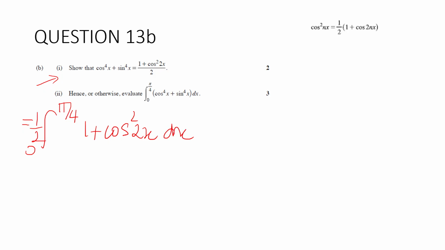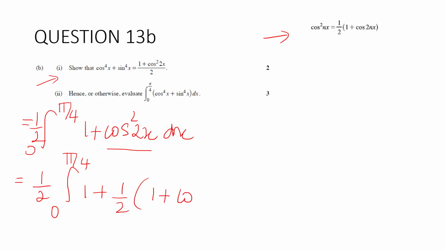Now we need to use an identity to get rid of this squared. So that's going to be a half integral between 0 and pi on 4 of 1 plus, and using the identity that's up here, we're going to have a half outside of 1 plus cos 4x dx.